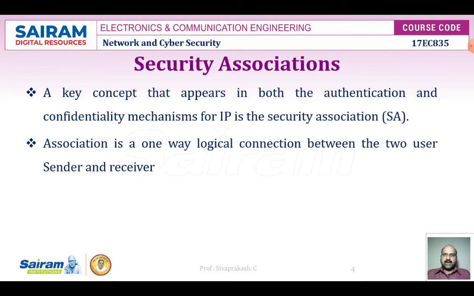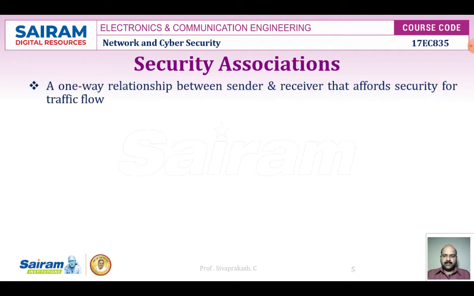A key concept that appears in both the authentication and confidentiality mechanisms for IP security is the security association. An association is a one-way logical connection between a sender and a receiver that affords security services to the traffic carried on it. If a peer relationship is needed for two-way secure exchange, then we have to integrate some parameters along with this particular security association. As we see, it's a one-way relationship between a sender and receiver that affords security for the traffic flow.